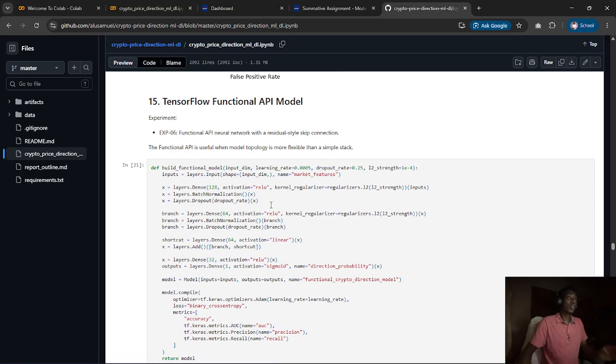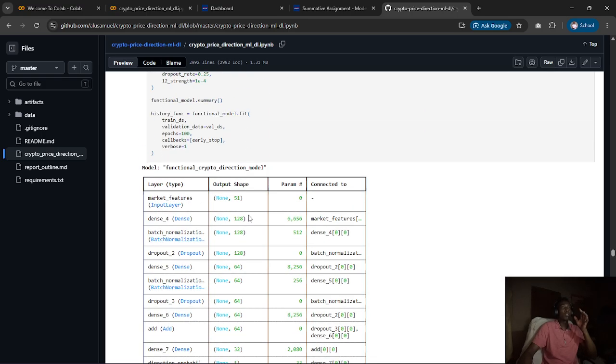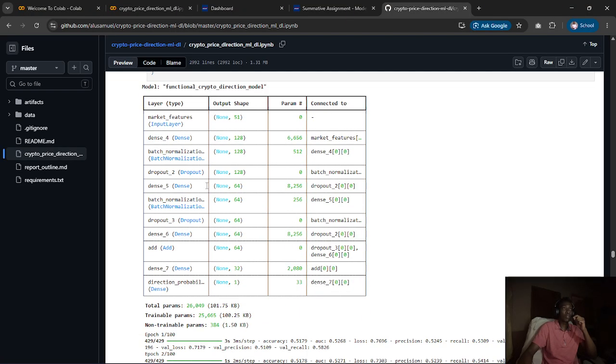So the TensorFlow functional API. So here, the Keras functional API neural network with the residual skip connection. The functional API is useful when model topology is more flexible than the simple stack. So in this function, this is where I build my functional model that will give me the functional crypto direction model, as you can see right here in this table, how everything is categorized: the layer, the output, the param, and the connected to.